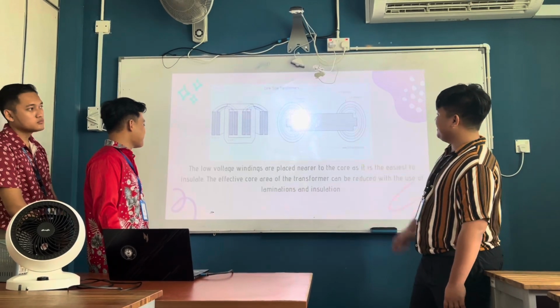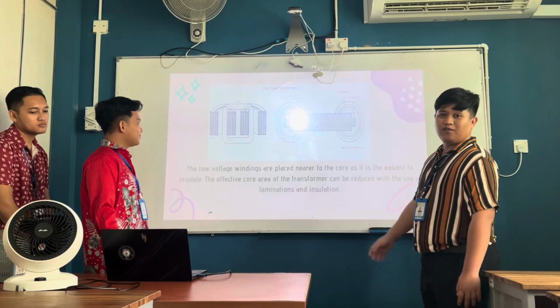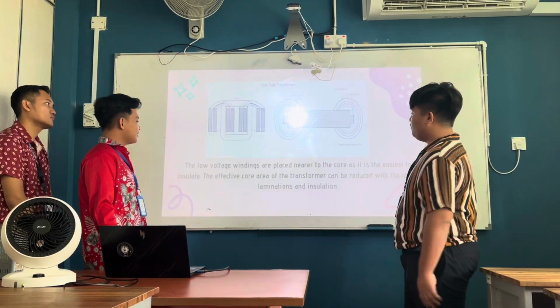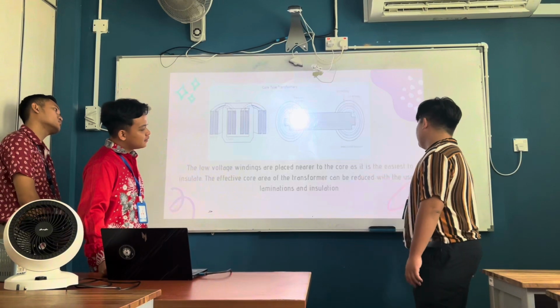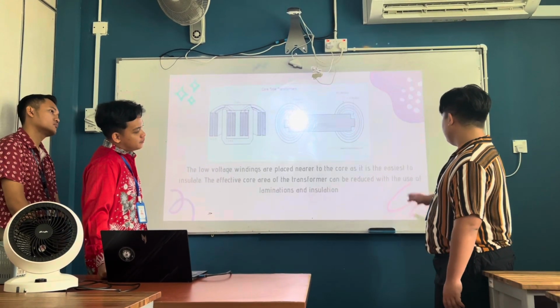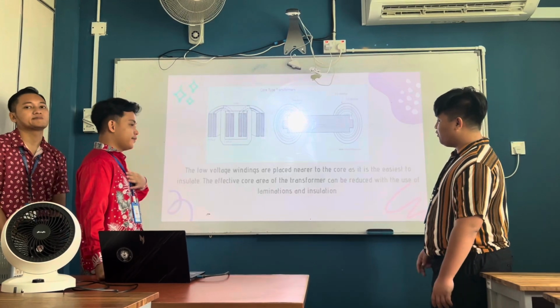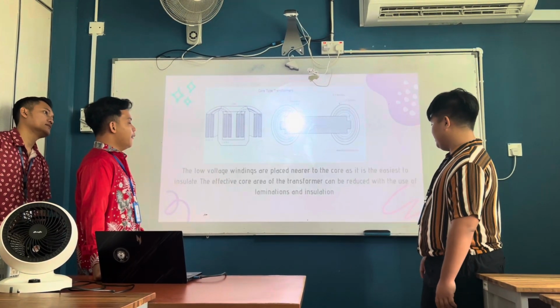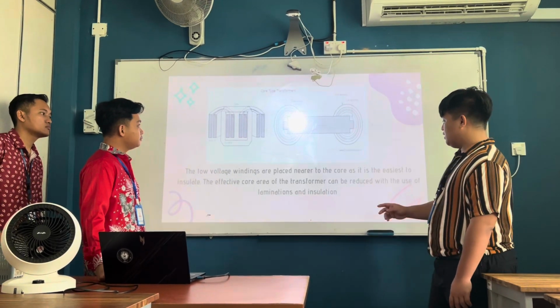The second is the shell side of a core type transformer. The low voltage windings are placed nearer to the core as it is easier to insulate. The effective core area of the transformer can be reduced with the use of lamination and insulation.